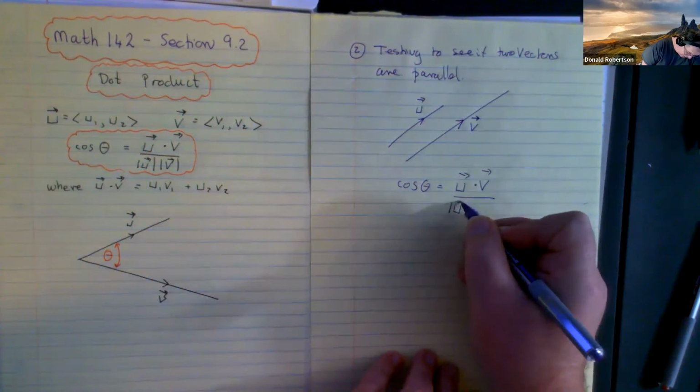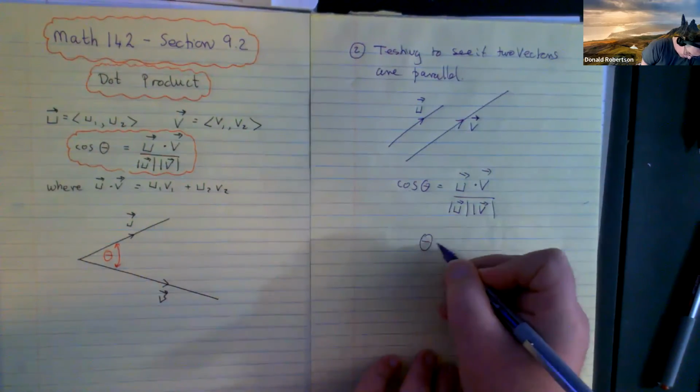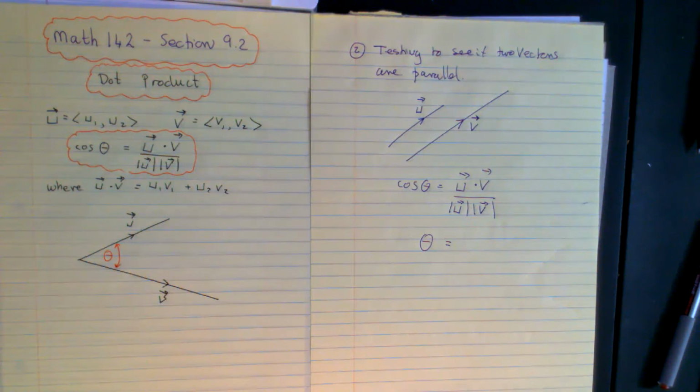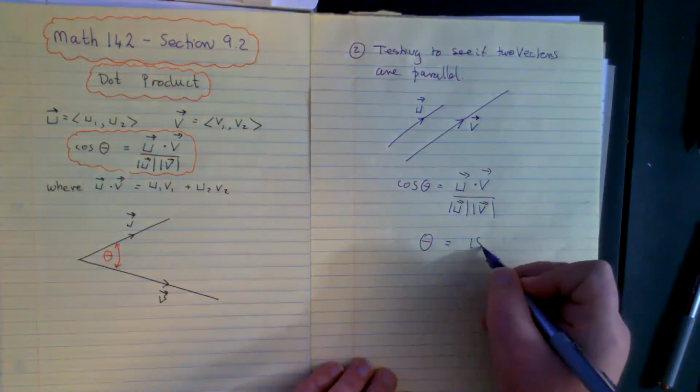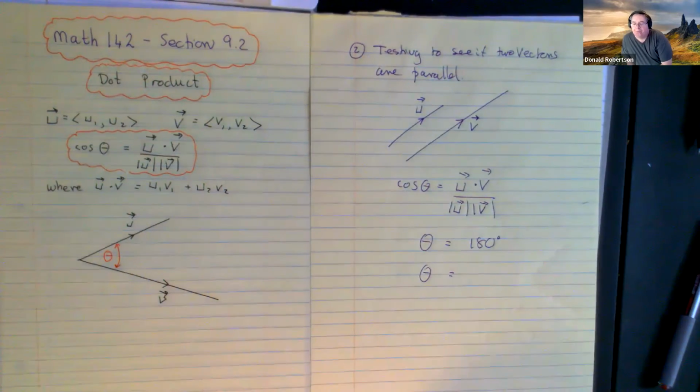And you use them in the same way that you use it for all things. You find theta. Now here's the tricky part. Hopefully it's not too tricky. What will the angle between 2 vectors that are parallel be? What number? 180. Correct. What other number?